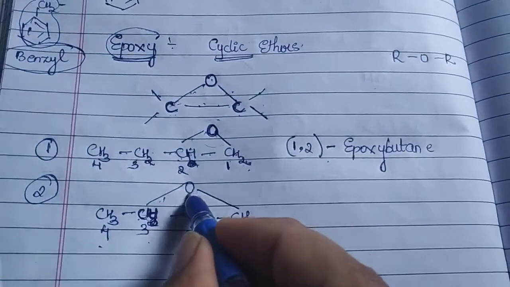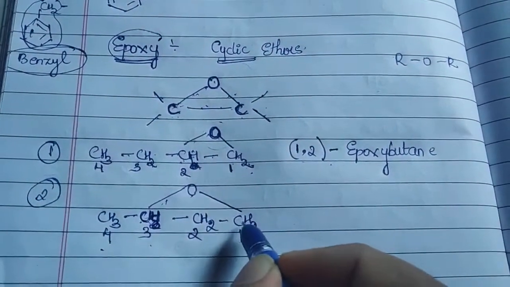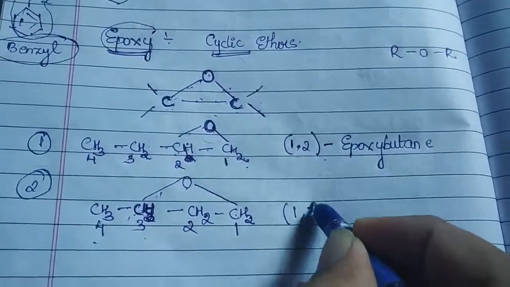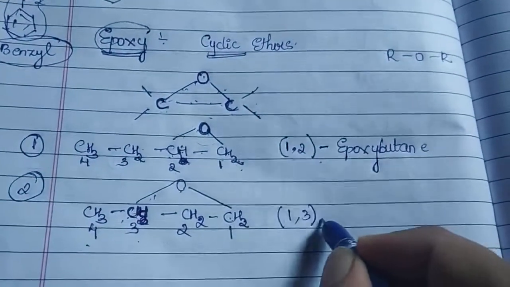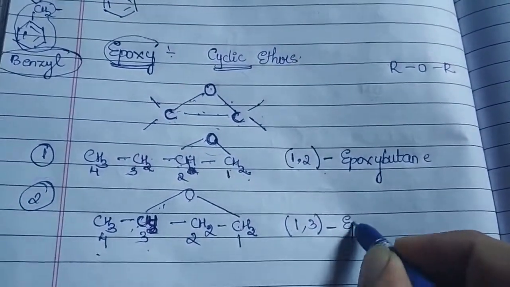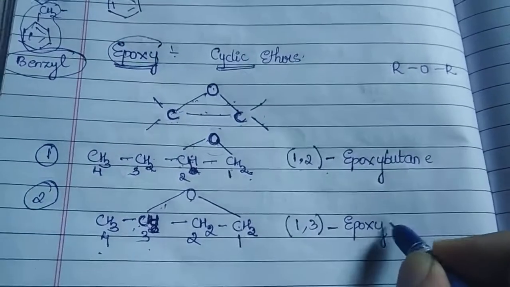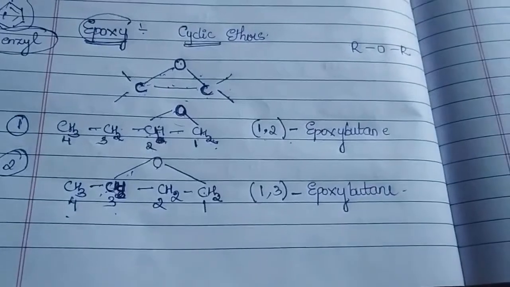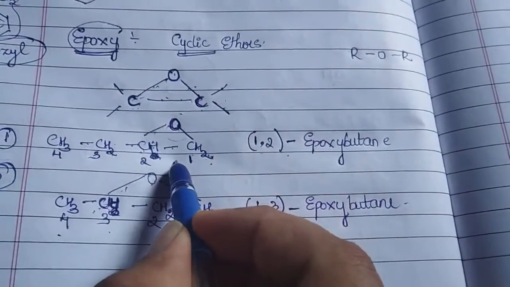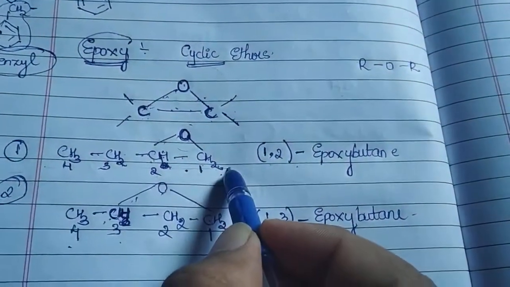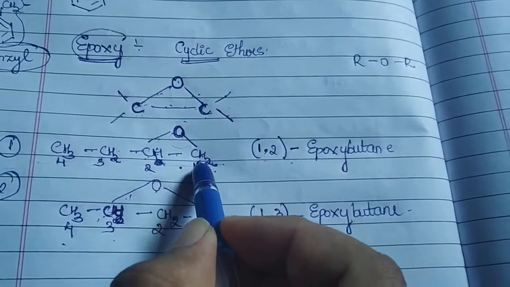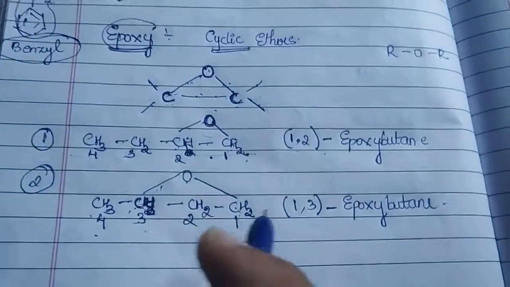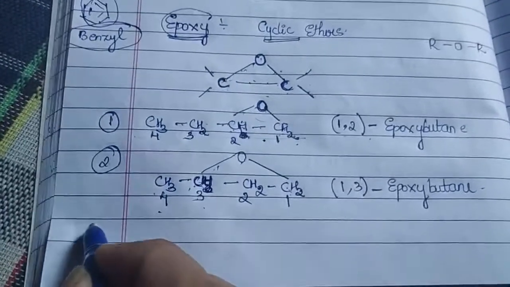So we got the epoxy group attached to which carbons? Yes, 1 and 3. So within this bracket I have written 1 3. What is attached to that carbon? Epoxy, so 1 3 epoxy butane. Are you noticing the changes? In the first case, of course, you have the same number of carbon atoms, but the positions were 1 2. In the second, the position is changed to 1 3. Let us now take one more important part.